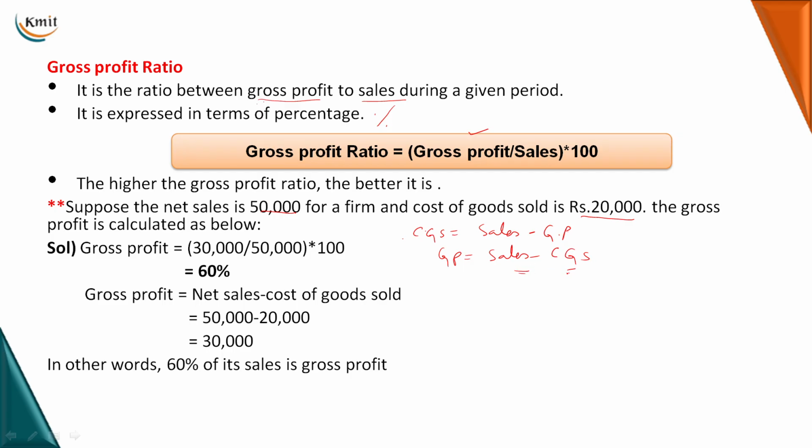So these two figures are given for us. One is 50,000 and one is 20,000. So the gross profit is 30,000 here, divided by sales, the formula for gross profit ratio, into 100. That is 60%. In other words, 60% of sales is gross profit.